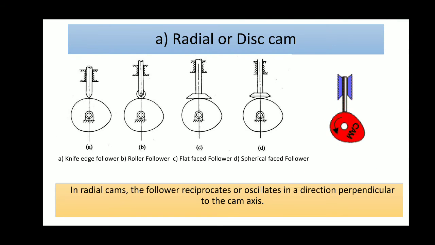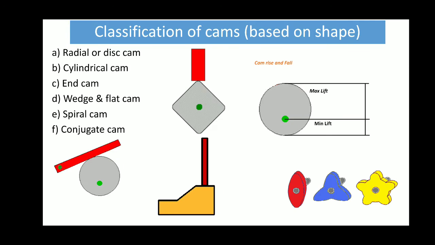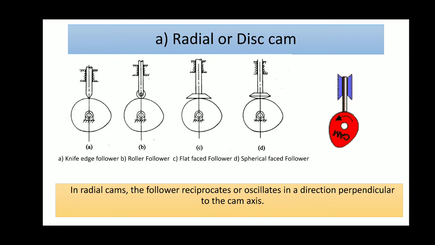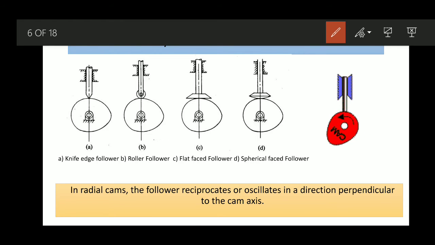So next, as we are saying, based on shape we can have radial, we can have cylindrical cams, etc. Those things we are going to discuss in detail. So what are these radial cams? In radial cams, the follower reciprocates or oscillates, both are possible, in a direction which is perpendicular to the cam axis. This is the definition of a radial cam.